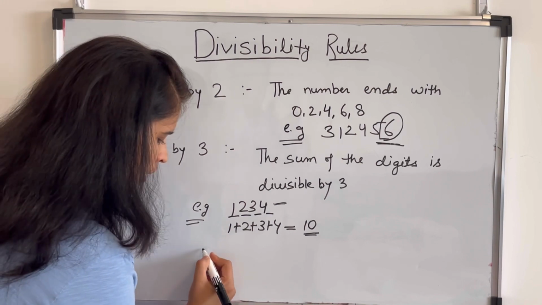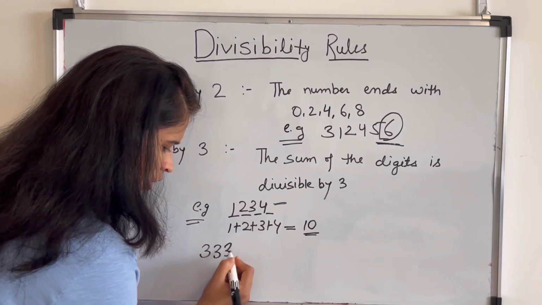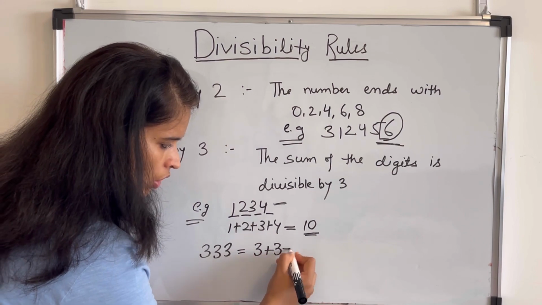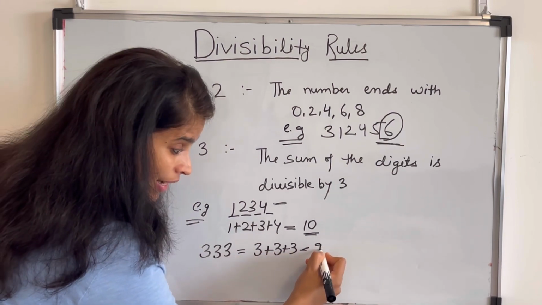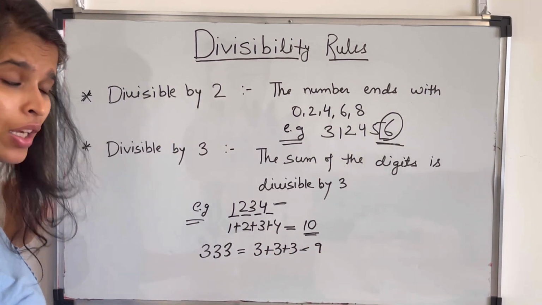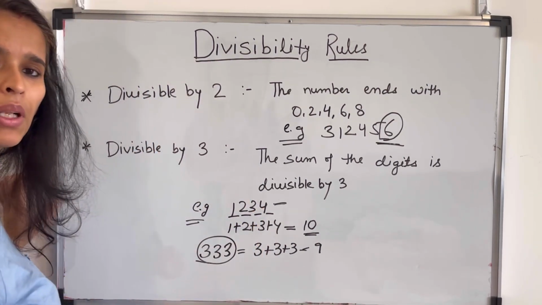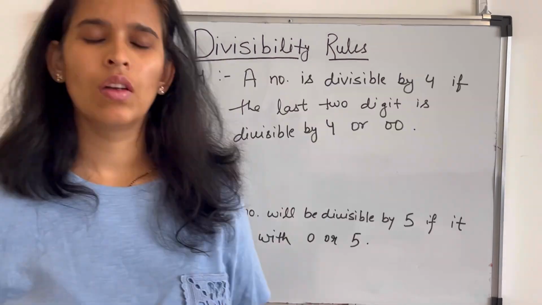Let's take one more example. 333. If I add the digits, 3 plus 3 plus 3, it will be 9. And 9 is divisible by 3. So this number will be divisible by 3.